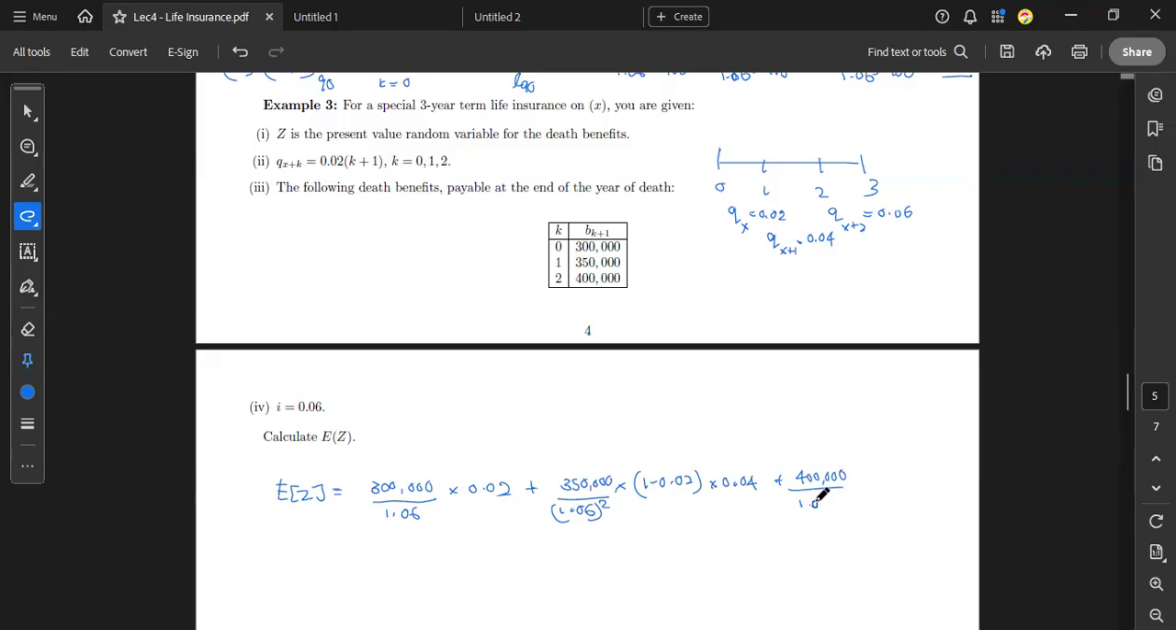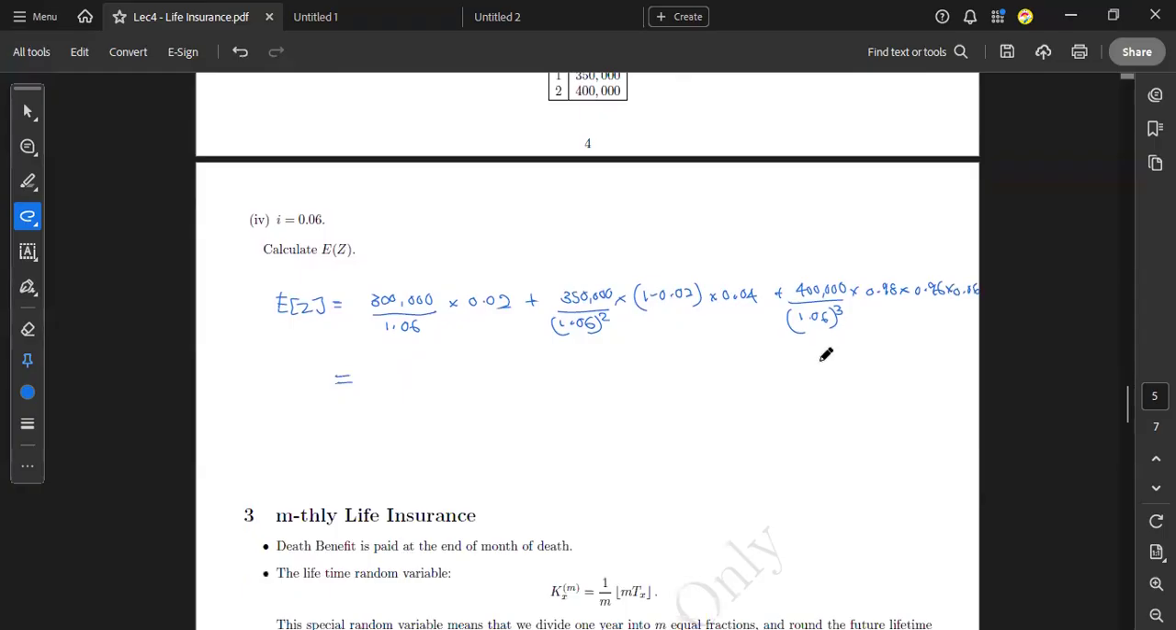Since you are taking it back by 3 years, the discount factor is 400,000 divided by 1.06 to the power 3. And the survival probability from 0 to 1 is 0.98 and 1 to 2 is 0.96 and 2 to 3, the death occurs. So death probability is 0.06. So this is the corresponding present value.